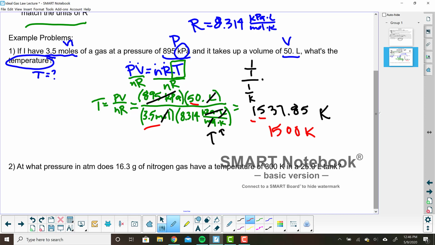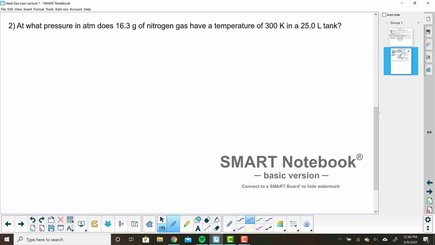Let's do another example. This one says, at what pressure in atmospheres does 16.3 grams of nitrogen gas have at a temperature of 300 Kelvin in a 25.0 liter tank? Okay, we got a lot of information. Let's break it down. So at what pressure? So it sounds like we're going to solve for pressure. So that's a question mark.